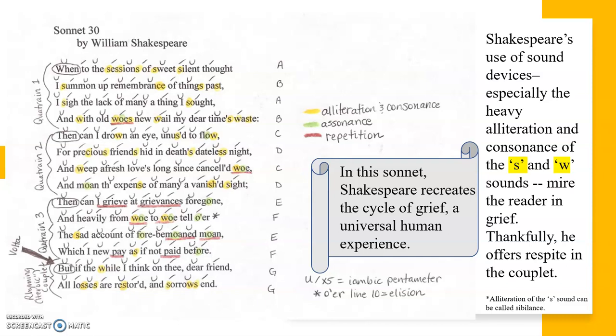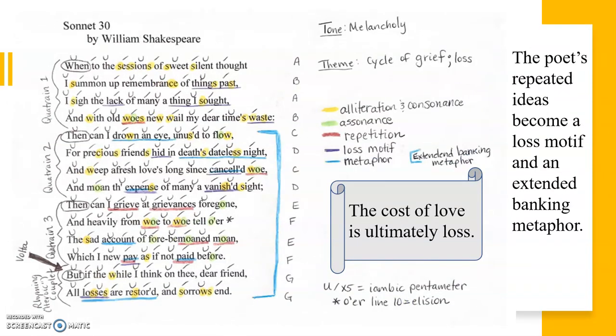"Then can I grieve at grievances foregone, and heavily from woe to woe tell o'er the sad account of fore-bemoaned moan, which I new pay as if not paid before." And so it's a brilliant use of repetition here. So what Shakespeare is doing in this sonnet is recreating the cycle of grief, which is a universal human experience. And I believe that's really what makes this poem so relevant still today, over 400 years after Shakespeare wrote it. So that's why I think this is really such a powerful poem still.